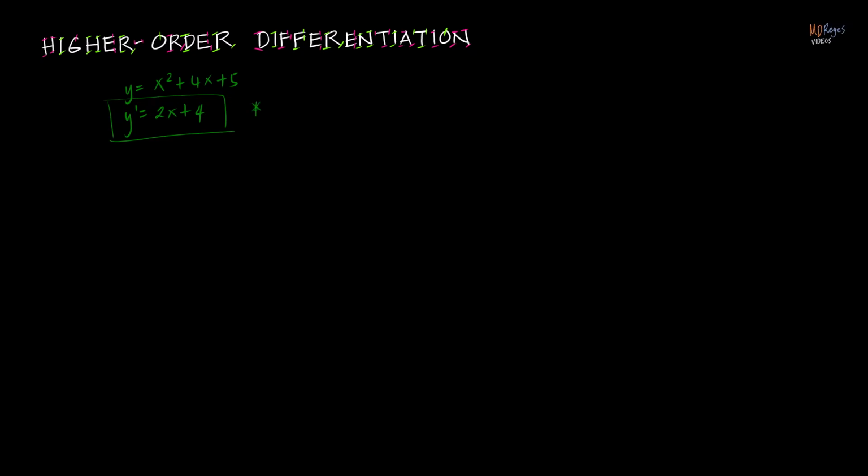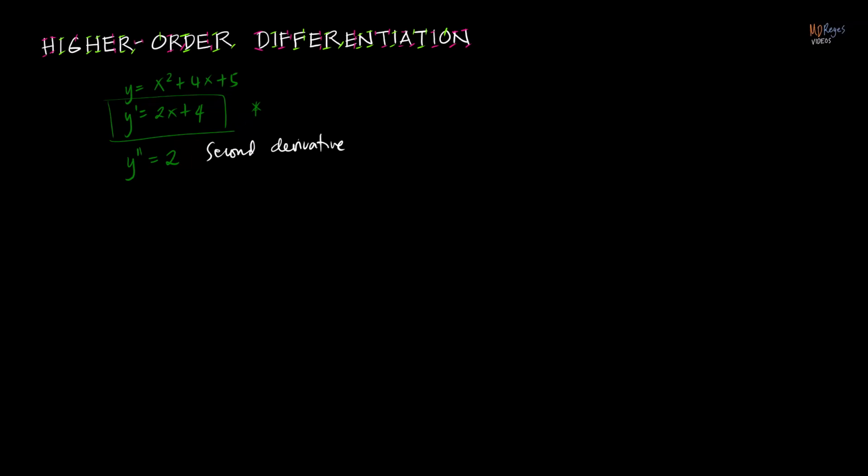Now, we call this the first derivative of the function. If we differentiate the first derivative of the function again, we will be getting the second derivative of the function. Differentiating y prime again, we'll have the second derivative with the notation y double prime, which means the second derivative of y with respect to x. And we just differentiate 2x plus 4 with respect to x again. The derivative of 2x plus 4 is just 2. And we call this the second derivative of the function.